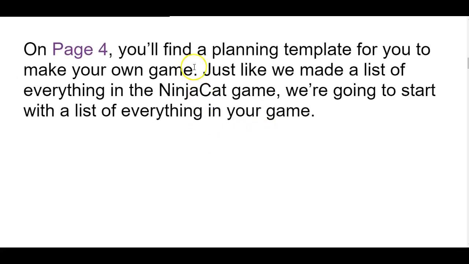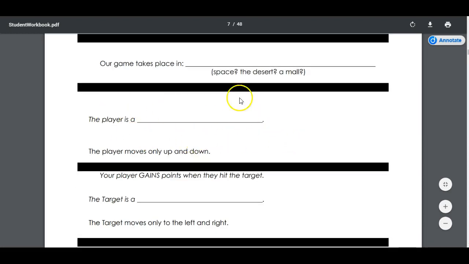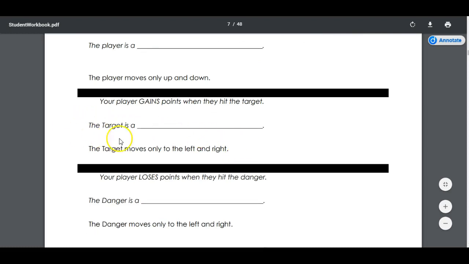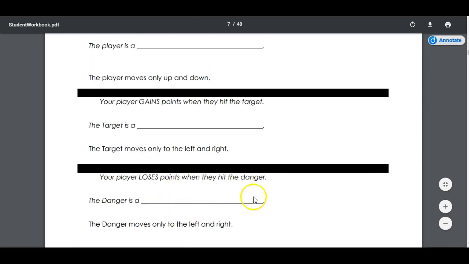Okay, so now this is where you're going to do a little planning for yourself. Okay, we make a list. It's time for you to start working on your own game. And what we want you to do is think about writing out your name in here. What is the name of the game going to be? Where is it going to take place? What are you going to use for the player? Okay, and for the beginning right now, really simple, your first game, that player's just going up and down. Then how are you going to make the target move? And again, in the beginning, the target's only going left and right. And then how do you make the danger move? And again, the danger only goes left and right. Okay? And you decide what it's going to be.